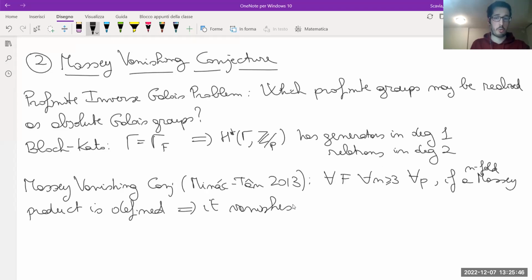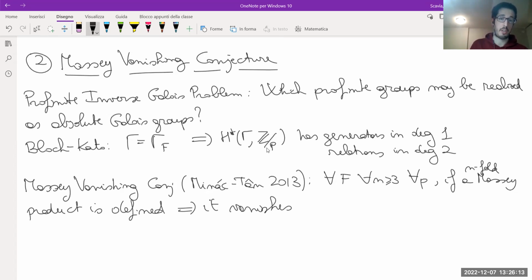So this is the conjecture. It tries to go beyond Bloch-Kato, because there may be profinite groups whose cohomology has generators in degree 1 and in degree 2, but which are not absolute Galois groups. And so one way to show that these are not Galois groups would be to show that there's some Massey product that is defined but does not vanish.